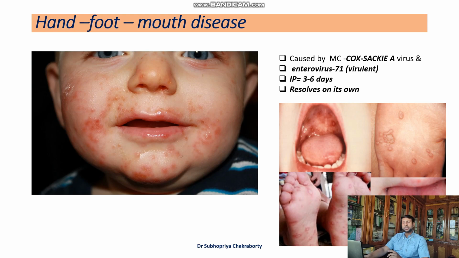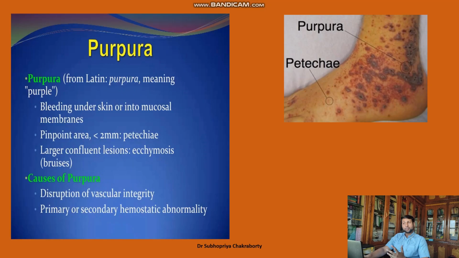Hand-foot-mouth disease is very important in children because it classically affects the hand, foot, and mouth. Most commonly caused by Coxsackie A, and enterovirus 71. Enterovirus definitely has a more severe course.